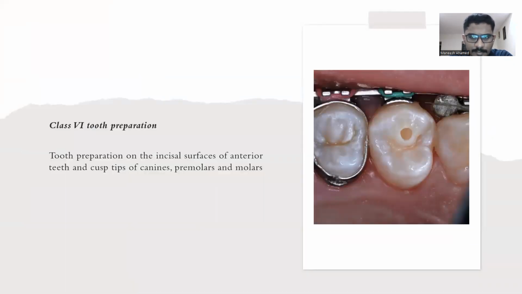Next is the class 6 preparation, which is the latest addition to the Black cavity preparation design. It is the preparation on the incisal surface of anterior teeth and also on the cusp tips of canines, premolars, and molars. In this picture, you can see it is on the cusp tip of a premolar.